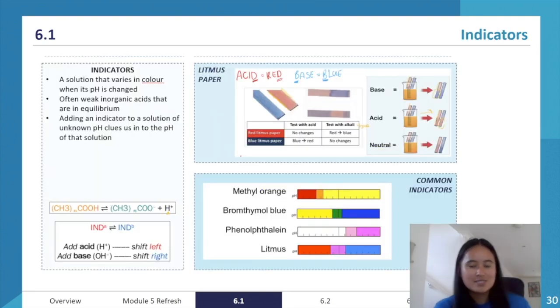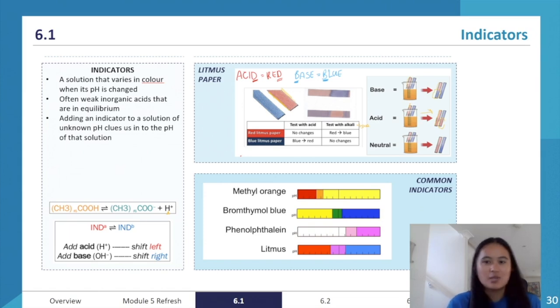Next thing on this inquiry question, like dot point, is indicators. So indicators, as the name suggests, they indicate the pH. It's usually a solution that varies in color, and the different colors can tell us the different pHs. It's often an inorganic acid that's really weak, and this means that they exist at an equilibrium, because weak acids exist at equilibrium. So we just learned about equilibrium, did a little recap, but basically when you add an acid, it will affect one side and cause it to shift to one color specifically, and that color will tell us, oh, it's an acid.